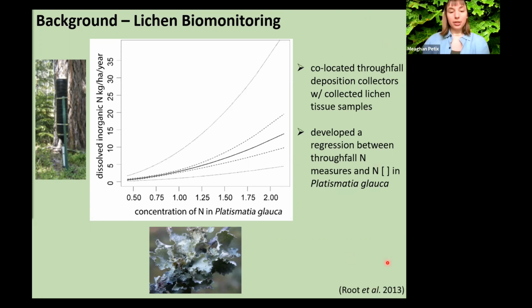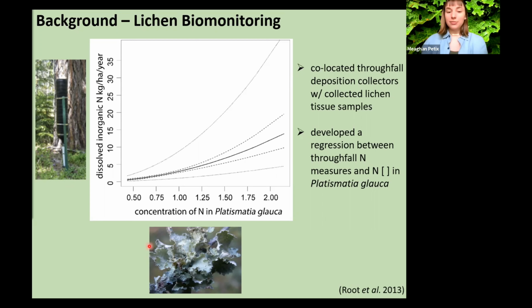A study by Root et al. 2013 co-located throughfall deposition collectors with collected lichen tissue samples at 84 study sites across Western North America. And here you can see a regression that they developed between throughfall nitrogen measures and nitrogen concentration in Platismatia glauca, which is one of the lichen species collected in their study.